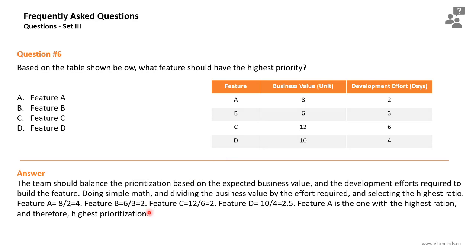Doing this simple math, for feature A, it's 8 divided by 2, it's 4. 6 divided by 3, it's 2. 12 divided by 6, it's 2. 10 divided by 4, it's 2.5. So feature A is the one with the highest ratio, and therefore it is the one with the highest priority. Backlog prioritization.